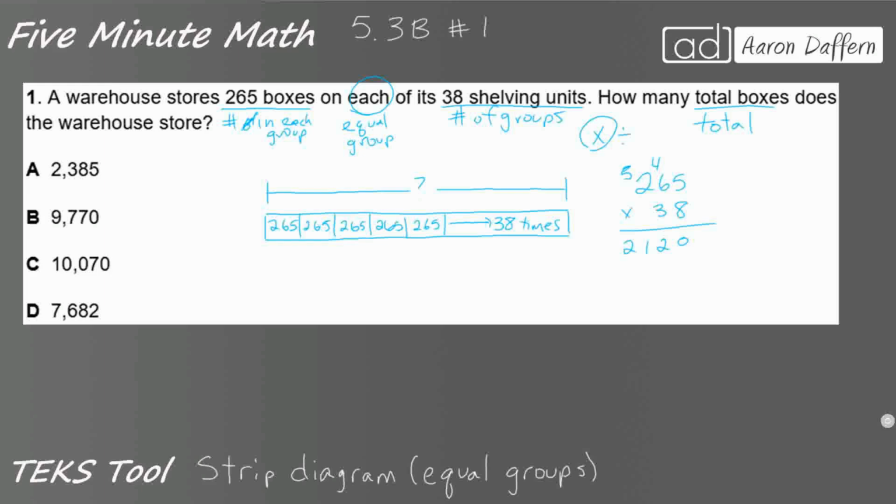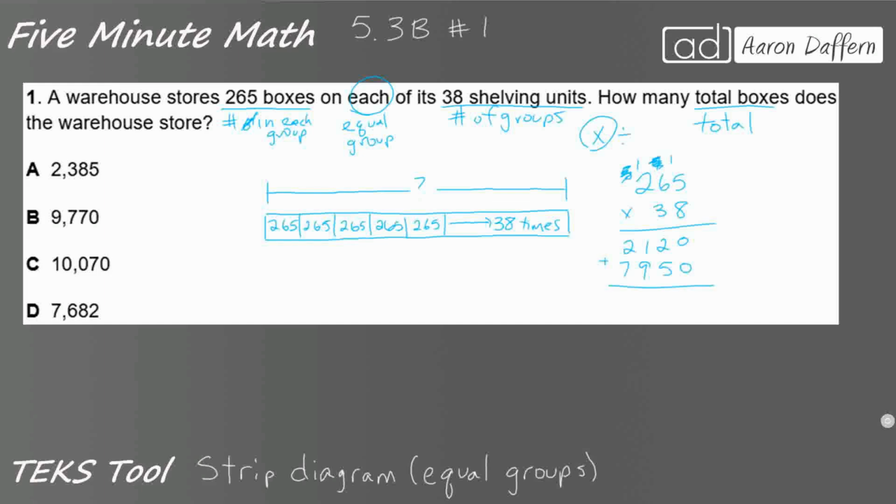Now, I always recommend either erasing or scribbling through whatever you carry before you start the next row. You don't want to accidentally add that 5 or that 2 if that belonged to the 8 and not the 3. Now we're going to focus on the 3. 3 times 5 is going to be 15. Carry that 1. 3 times 6 is 18. Add that 1 is going to be 19. And then 2 times 3 is 6, plus that 1 is going to give me 7.